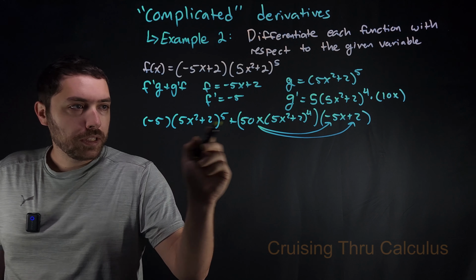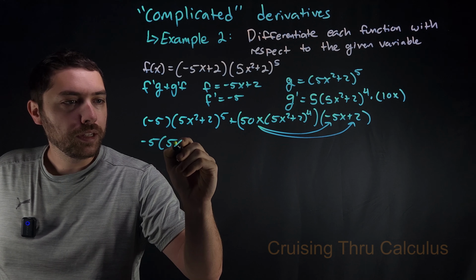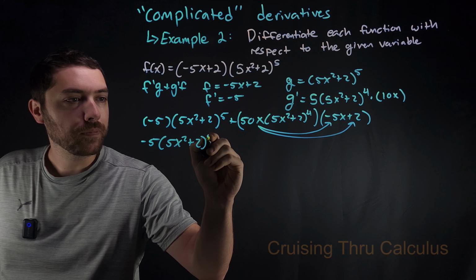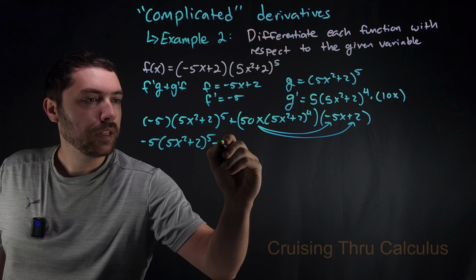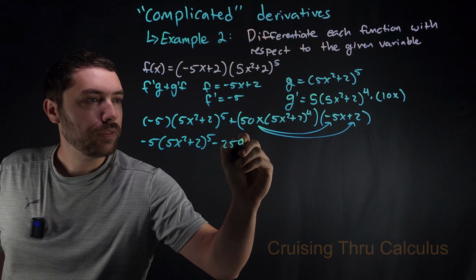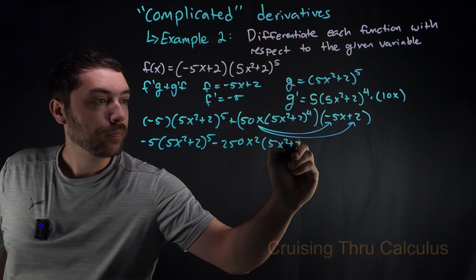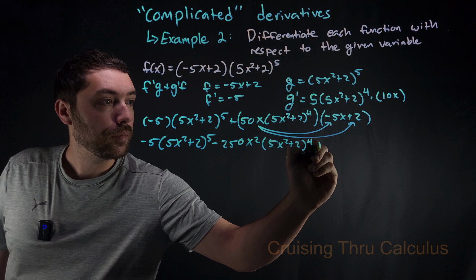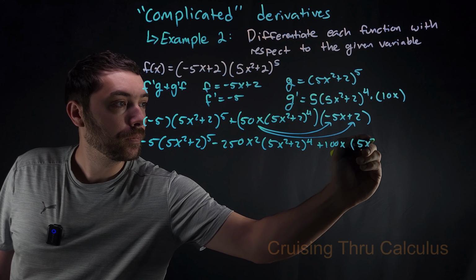Okay, so let's start multiplying and distributing. We've got a negative 5 in the front here. Not much I can do with that at the moment. Here I have 50x times negative 5x. That'll be negative 250x squared with this piece attached. And then plus 100x with that piece still attached.